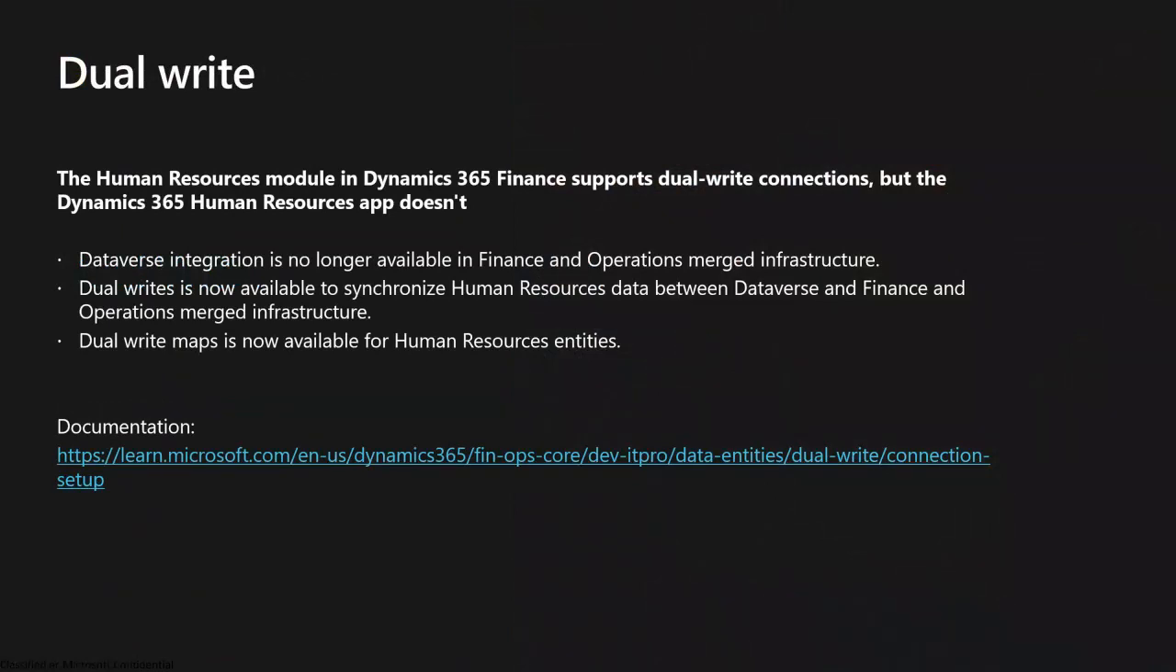Okay, so it's a short section just explaining about the dual write change in the finance and operation merged infrastructure. Just to let you know that in the standalone human resources application, you can use dataverse integrations to synchronize information from application to dataverse. Now in finance and operation infrastructure, it is no longer available. We now have dual write to sync information from finance operation applications to dataverse. Dual write maps for human resources are now available with human resources entities, and the detailed documentation for dual write is available in this slide.